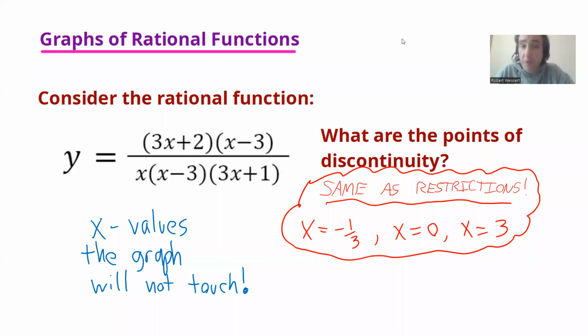So they're the same as your restrictions. They're the x values that the graph will not touch. We simply say x equals negative 1/3, x equals 0, x equals 3.